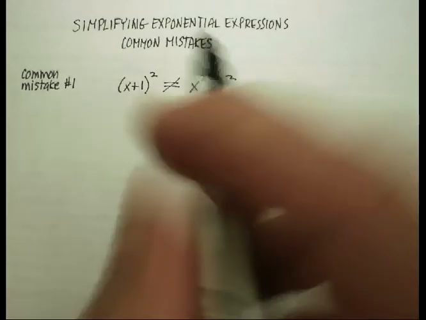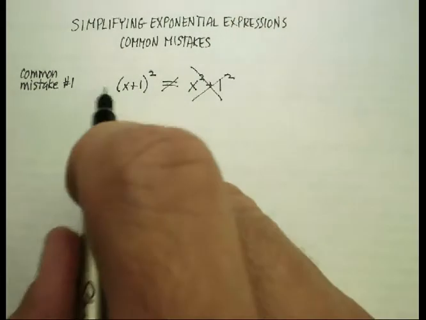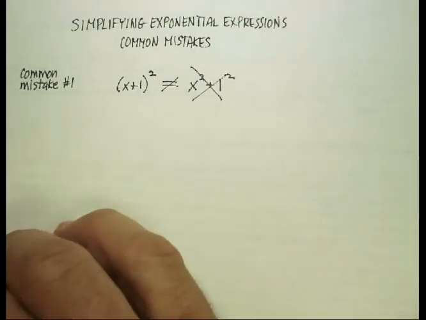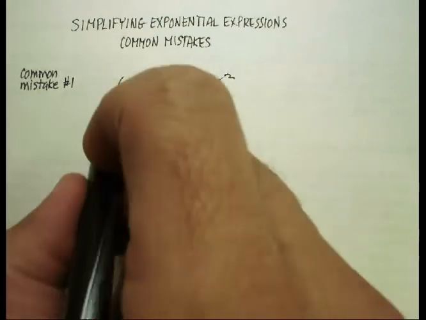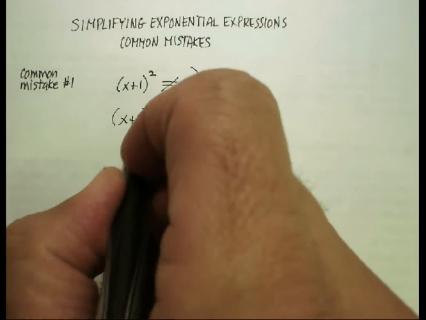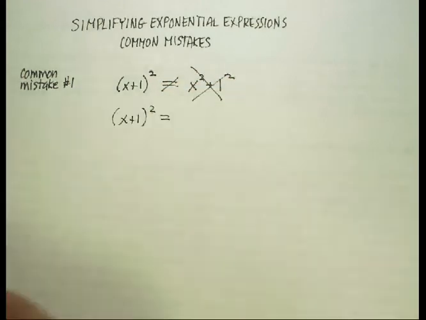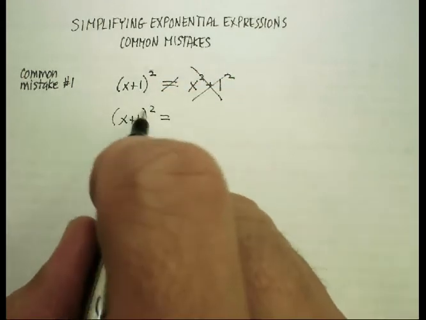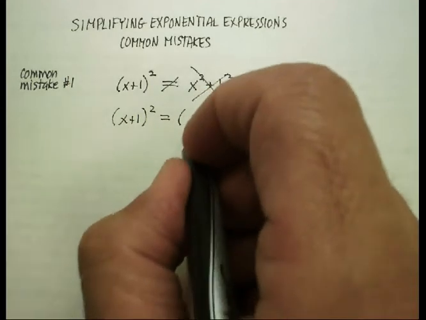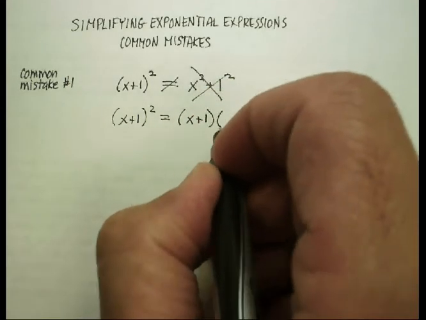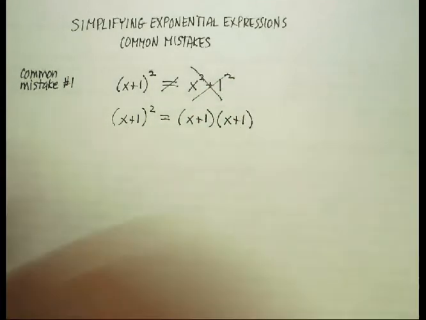And that's not what x plus 1 quantity squared means. Okay? What does it mean? Let's talk about it for a second. X plus 1 quantity squared, let me rewrite that, is actually saying you want to have two of these multiplied by each other. So you want to say x plus 1 times x plus 1.